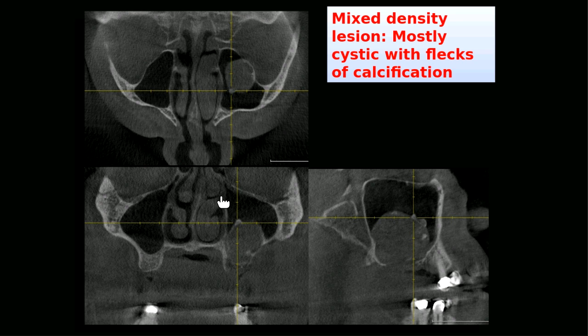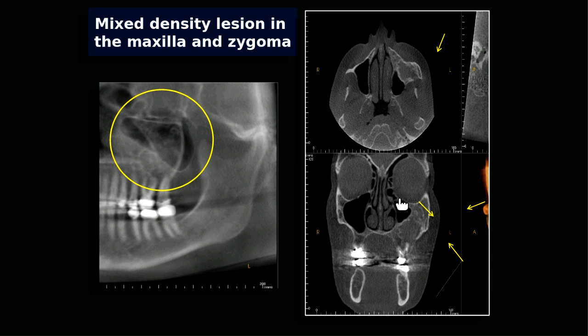So these flecks of calcification turn out to be fungal infection in the sinus, Aspergillus, those fungi. You can see that the biopsy shows fungal infection. So you can also see those areas too.